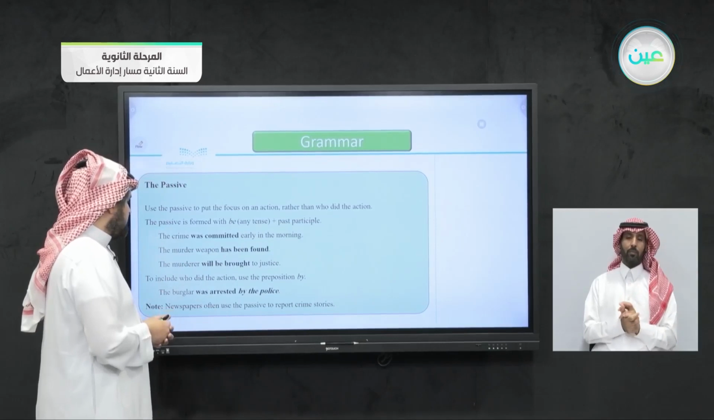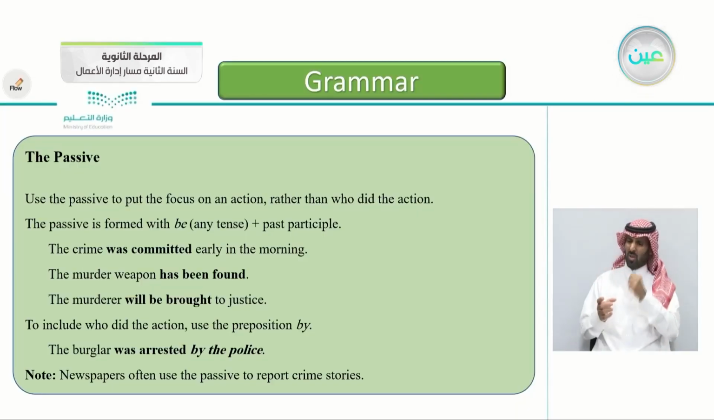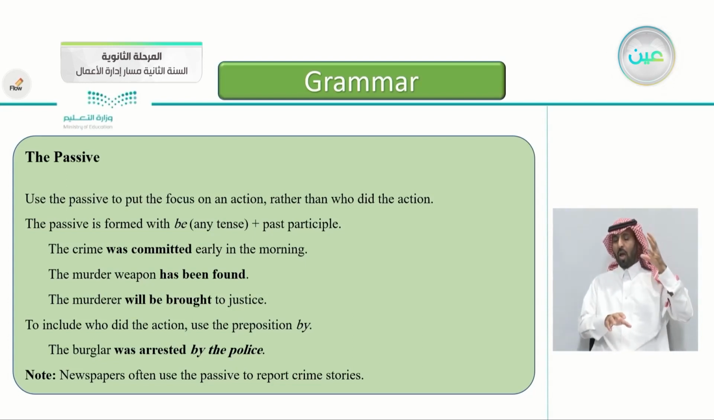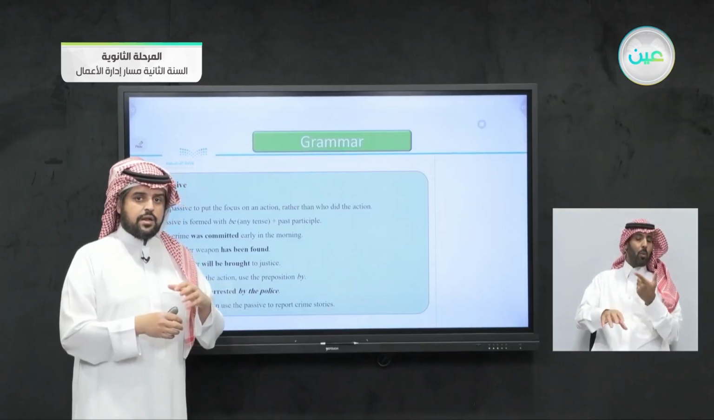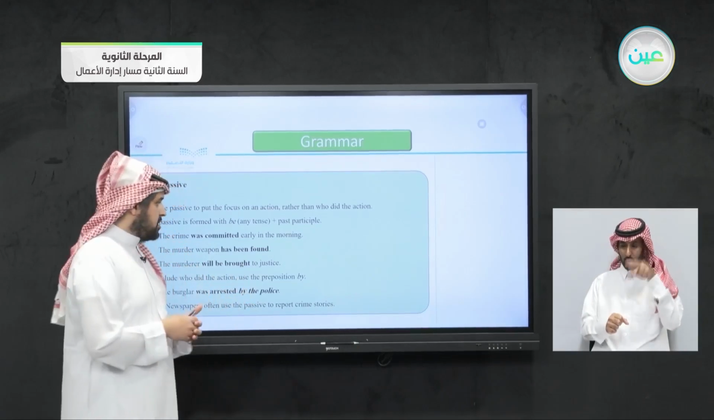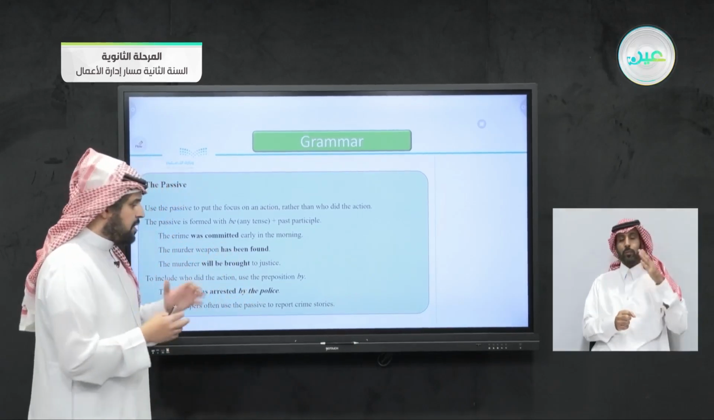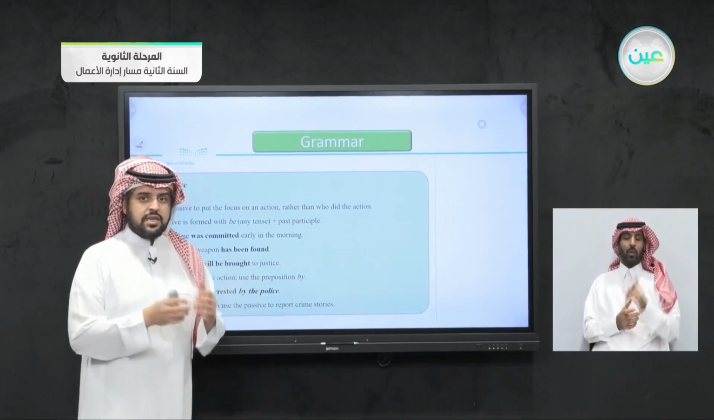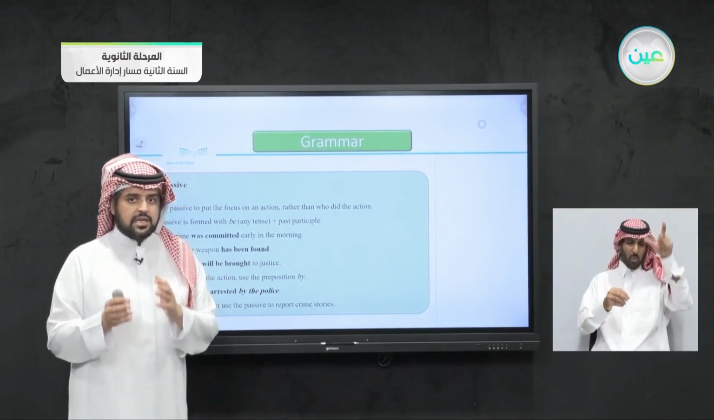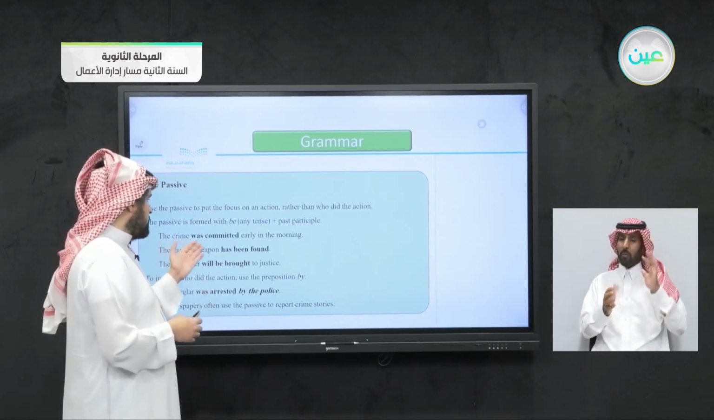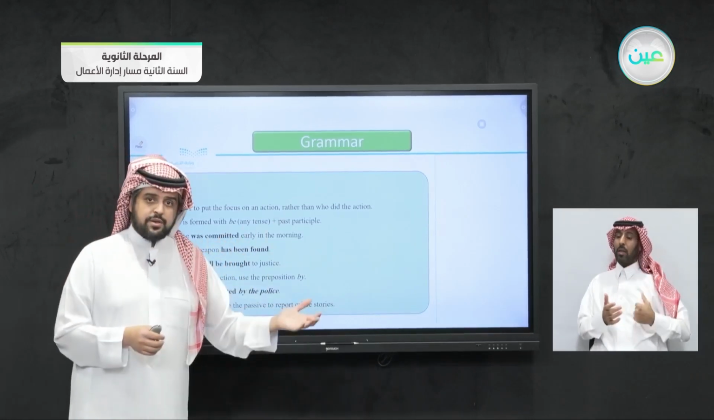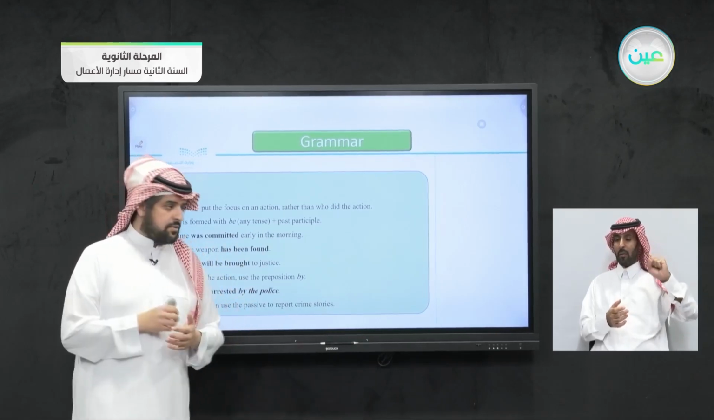Let's take some examples here. The crime was committed early in the morning. This is the past tense, of course, singular. Was committed. So now we are focusing on the action rather than the person who did the action. In the passive form, you can add the person or not. It's your choice because the focus is on the action. You can say the crime was committed early in the morning by the criminal, or if you don't want to add it, it's up to you.